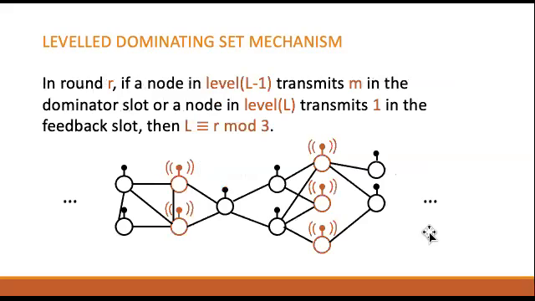To prevent interference between different levels, only nodes at levels that are multiples of 3 apart can transmit in the same slot. For example, nodes at levels 0, 3, and 6 can transmit the source message M in the same dominator slot if they are in the minimal dominating set for that round. And nodes at levels 1, 4, and 7 can transmit in the feedback slot if they are designated feedback nodes for that round.